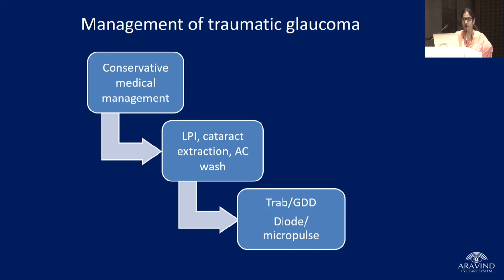Or if there is a dislocation either into the anterior chamber or into the vitreous cavity, one has to go for a lens extraction. And if there is a hyphema which is persistent for more than a week with a very high intraocular pressure, you have to go for an AC wash. If none of this is helpful and still the pressures are very high and it is refractory, it is often important to think about a surgical option like trabeculectomy, GDD, or a cyclophotocoagulation.